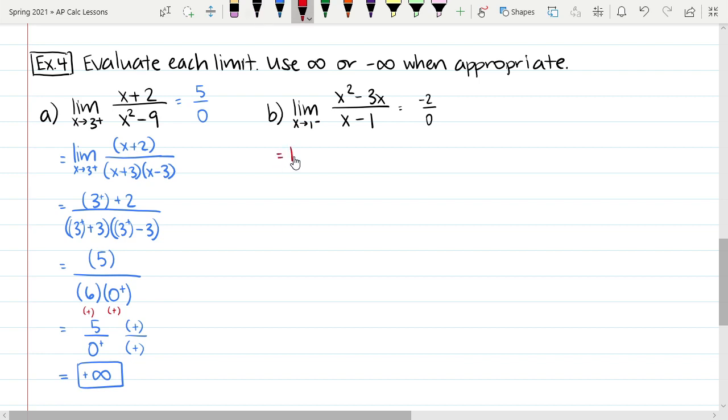So I'm now going to rewrite this function. I have the limit as x approaches 1 from the left of x times x minus 3 all over x minus 1. So if I were to substitute, I'm going to have 1 times 1 minus 3 divided by 1 minus 1. But again, we're talking about a number slightly less than 1.